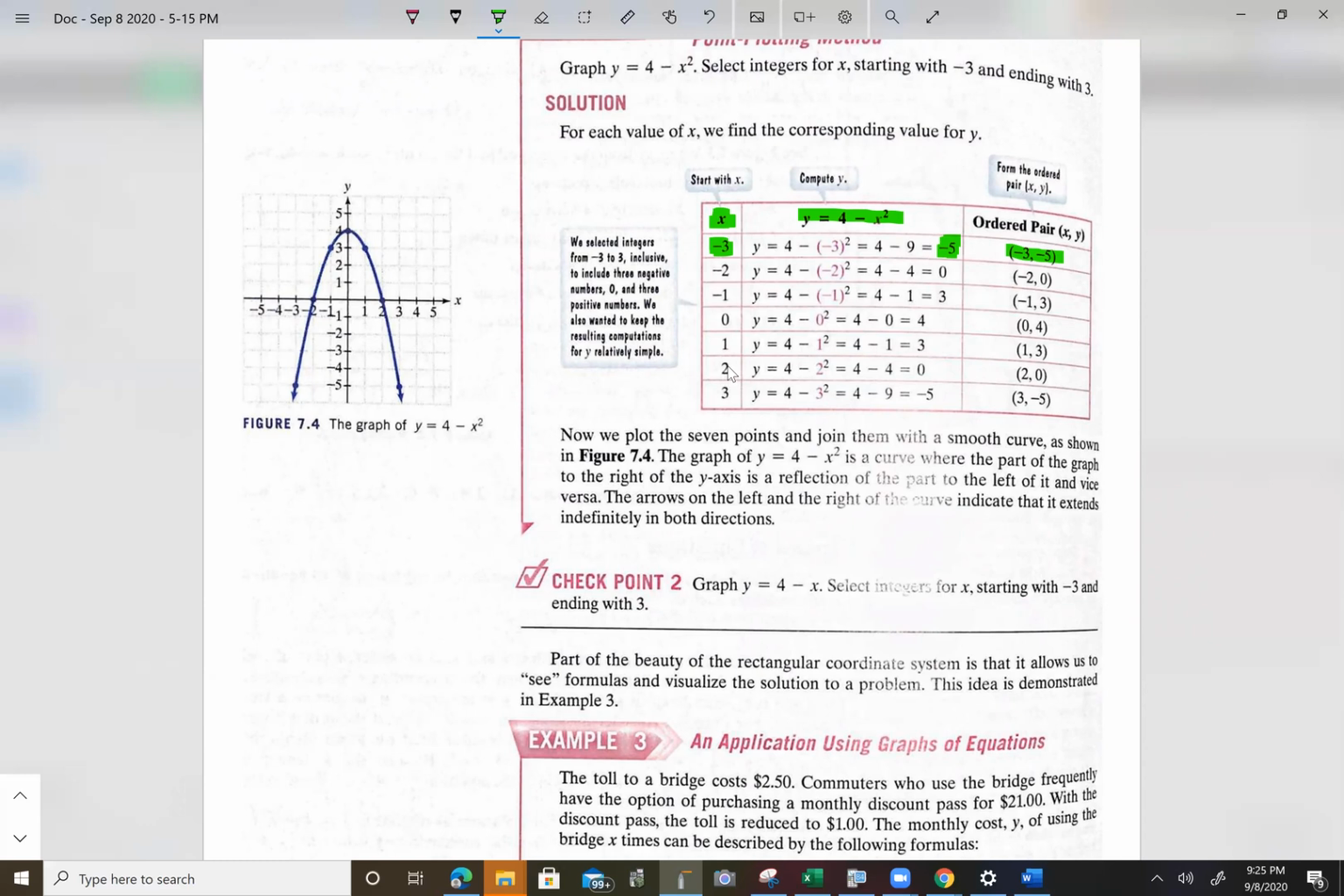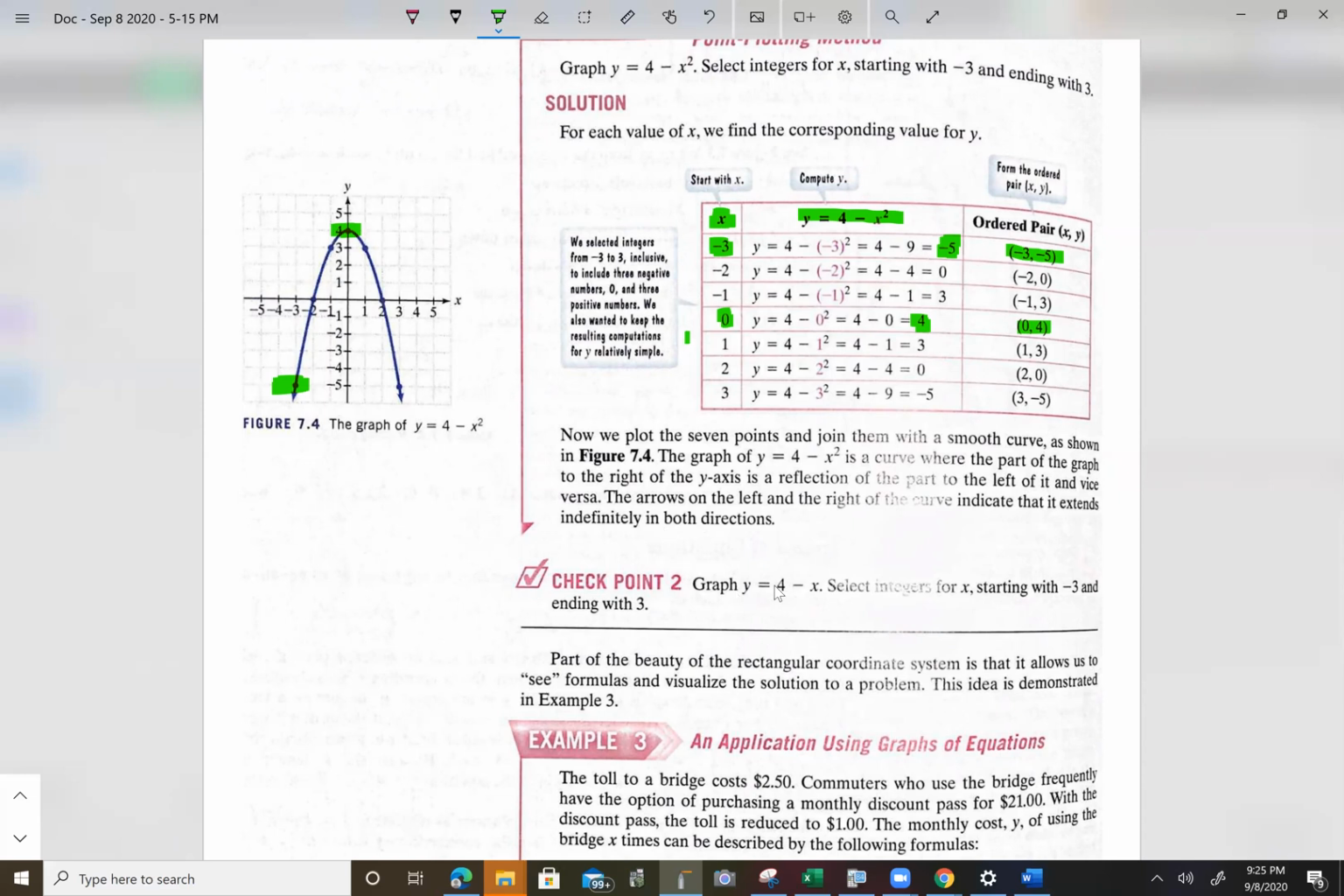You can graph it on your coordinate plane, and that point would be there. Oh, -3, -5. No wonder I thought I was going crazy. The vertex, because this is a quadratic, is (0, 4). So that's this point here. If you input 0, your output is 4. And they're just plotting those points and then connecting them so that you can see the shape of the graph.